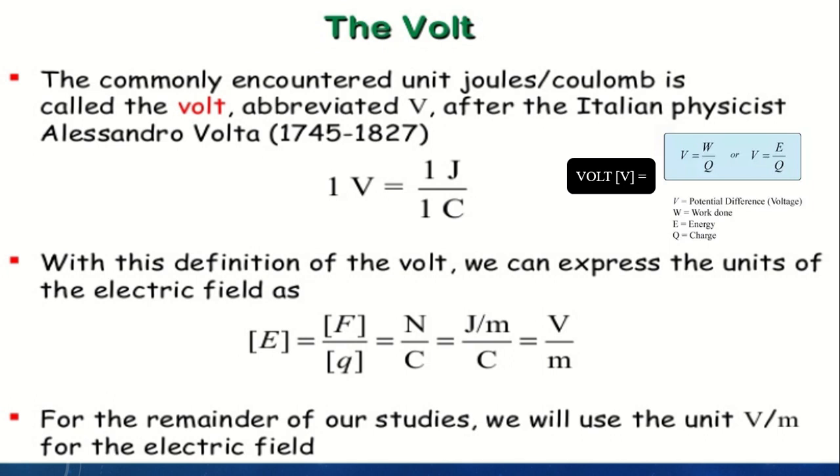So if they ask you in the board exam what is 1 volt, you have to write: 1 joule of work is done to move a charge from one point to another, that is, 1 coulomb of charge from one point to another.